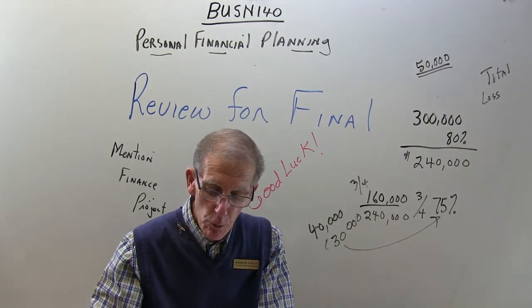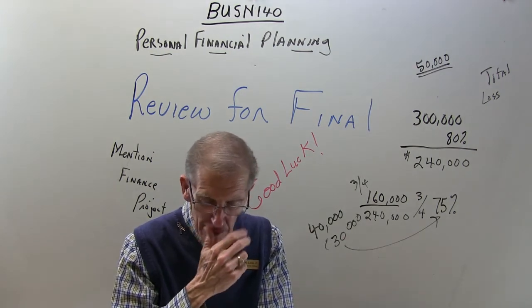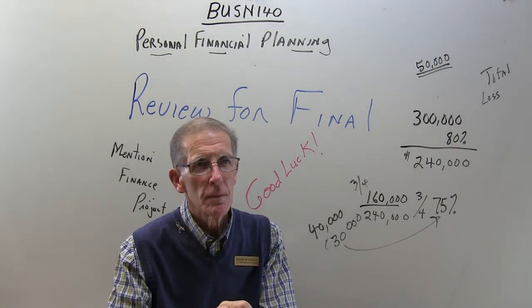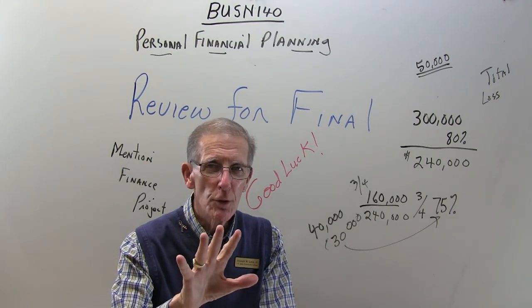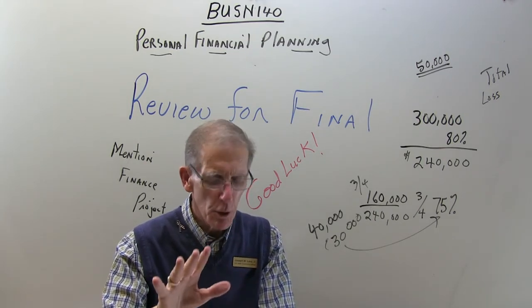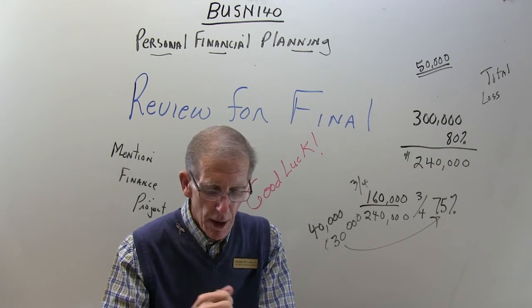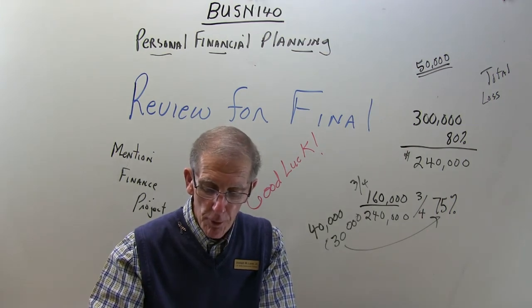A premium bond is one that sells for more than its par value. I think I'll just leave it with that. If you can be familiar with this, I don't think I'll go through the examples. A premium bond is a bond where the market value is higher than par. A discount bond is a bond where the market value is lower than par.